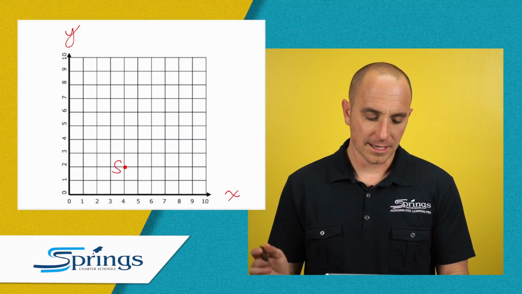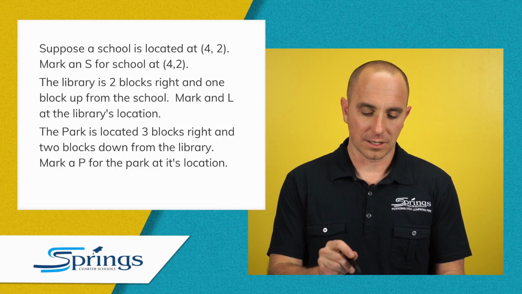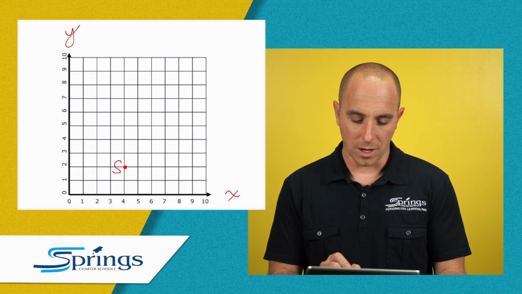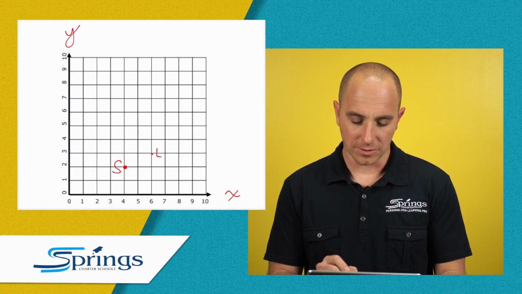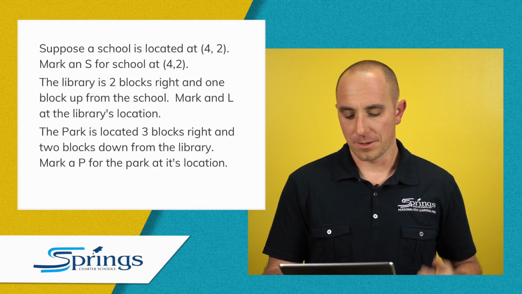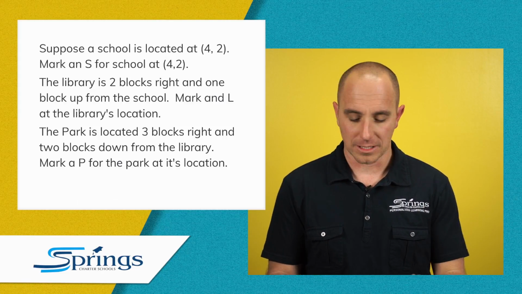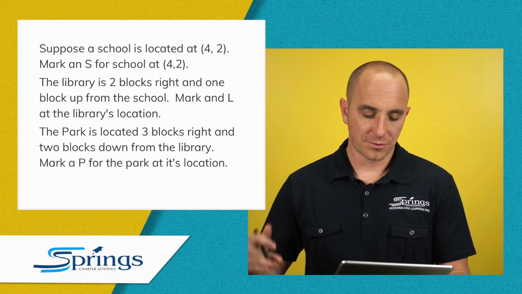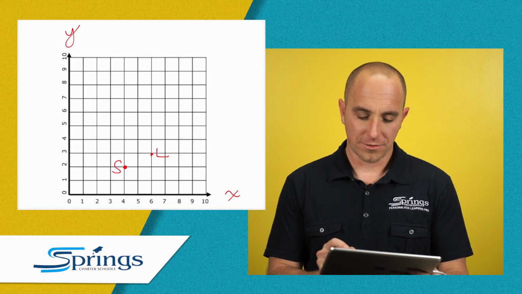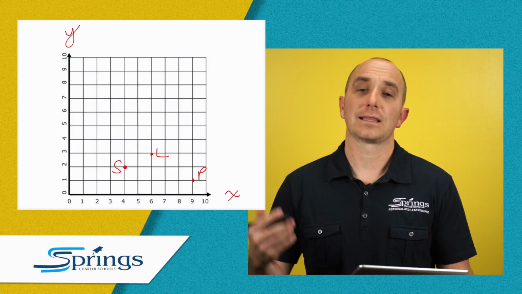Now, let's slide back. Now we have a library, and that's going to be 2 blocks right and 1 block up. So we're going 2 right, so 1, 2, and up 1. So we have our L, our library, right there at 6, 3. Okay, now we're going to locate the park, and this is located 3 blocks right and 2 blocks down from the library. So we're going to go over 3 and down 2. All right, so let's go over 3, so we have 1, 2, 3, and down 2, so our park is right here.